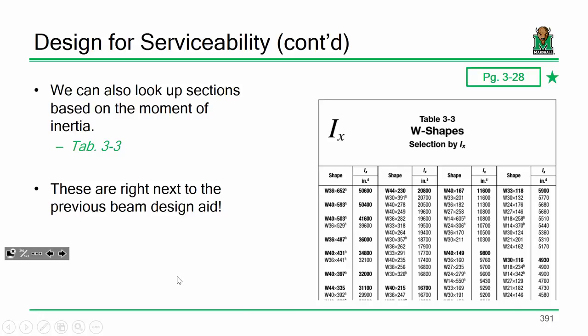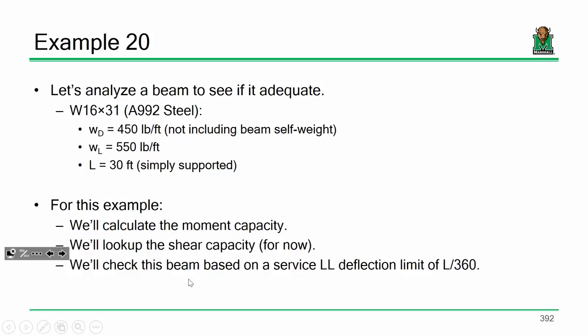Sound good? Okay. So this is the problem that we were looking at last time. We had a W16 by 31. We had 450 pounds per foot that wasn't including the beam self-weight. So how heavy was the beam?